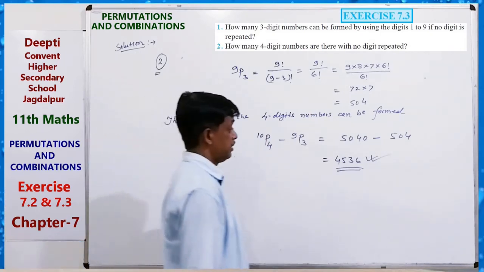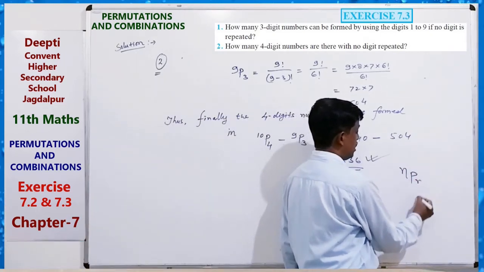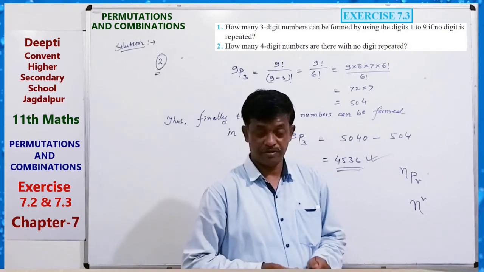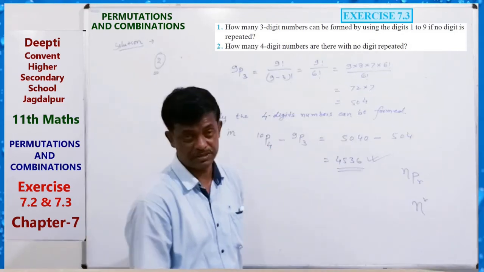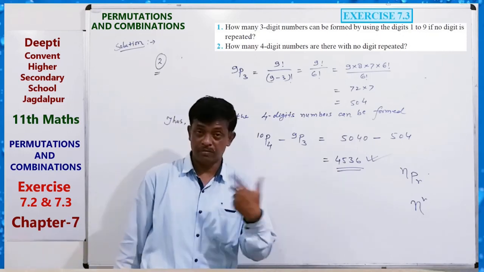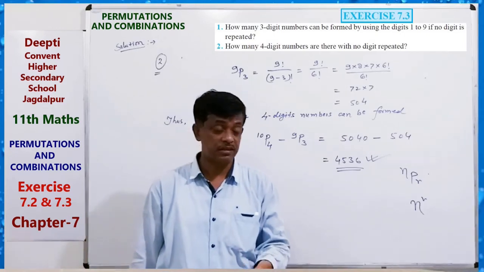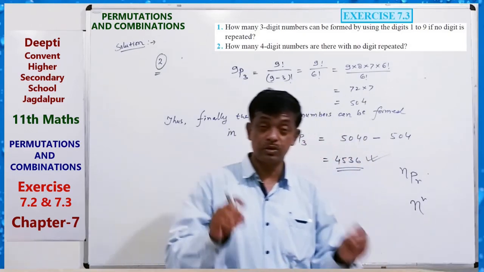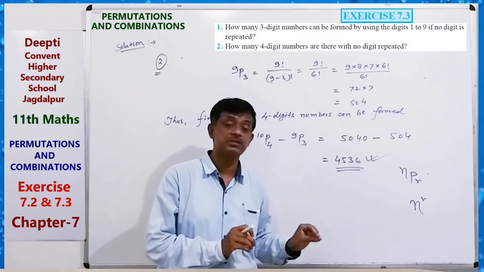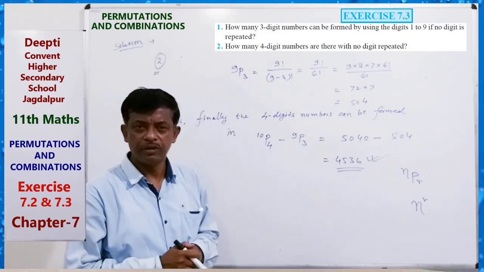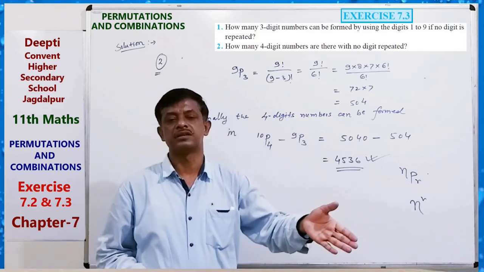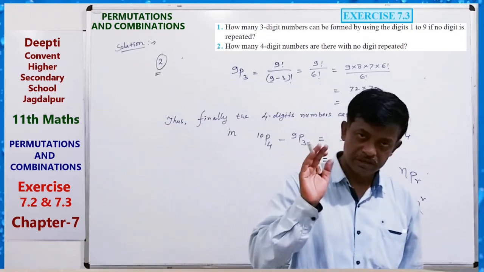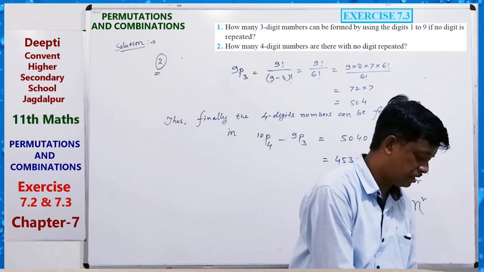Just apply the formulas nPr and n to the power r, repetition allowed, repetition not allowed. Try to solve the questions of examples also. It is important. I am generally doing all the questions from the exercise, and some questions are also given in the examples. Examples are very important too. So do 4-5 questions from the examples. Do all the examples in your copy, and also do the exercise questions, and send me a PDF file of at least 3-4 questions from the examples before the 7.3 exercise for your attendance.